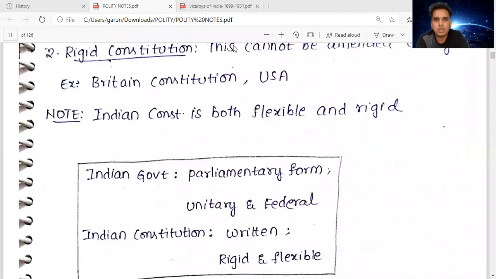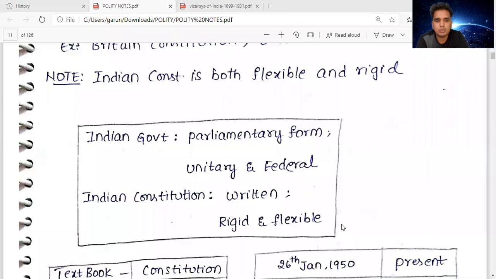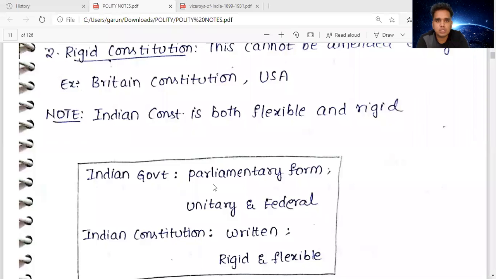Gaurav, just tell me from where we derive this federal feature. We derive federal feature from USA. Okay, because there each and every state is having the equal representation at the central level. Okay, that's why it is 100% federal feature. Okay, USA is having a high federal feature. Indian constitution: written, rigid and flexible. So that's all for this class.